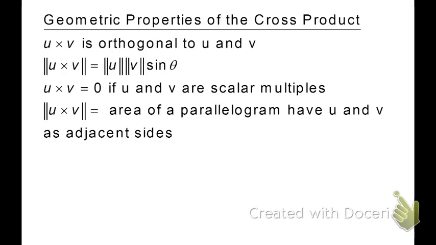Here are some geometric properties of the cross product. Some of them we'll be using in this lesson. So when you do the cross product between two vectors, the new vector is orthogonal to the original two. So that means it's perpendicular to the original two vectors. If the cross product is equal to 0, then u and v are scalar multiples of each other. So that means they're parallel. The magnitude of u crossed with v is the area of a parallelogram having u and v as adjacent sides of the parallelogram.